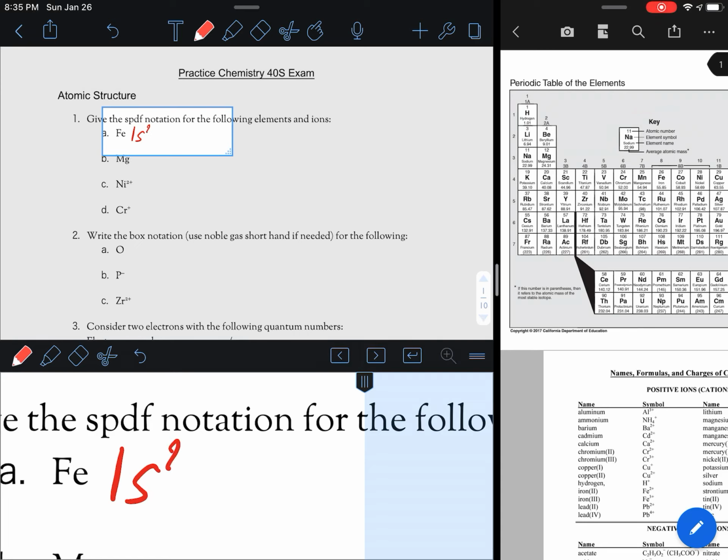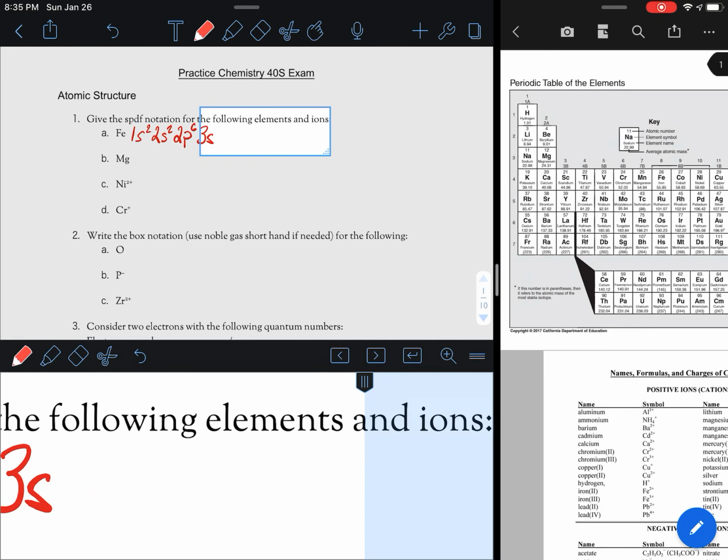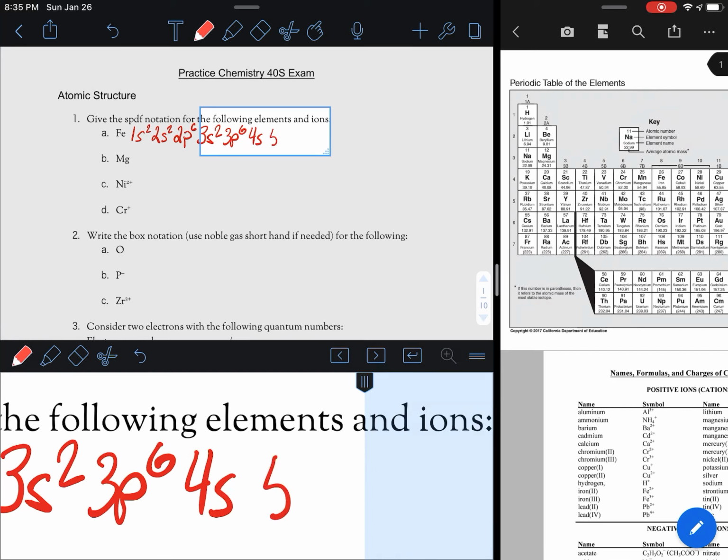So here I'm going to go 1s2, 2s2, 2p6. So that's my first 2 rows' worth of electrons, the first 10. Then 3s2, 3p6. That's my third row done, and then we're going to go 4s, and I'm going to have 5d, or no, not 5d, sorry, 3d as well. So these are my 3d electrons.